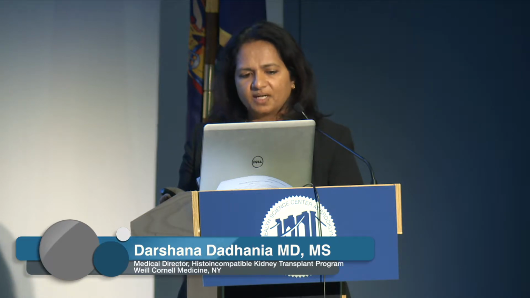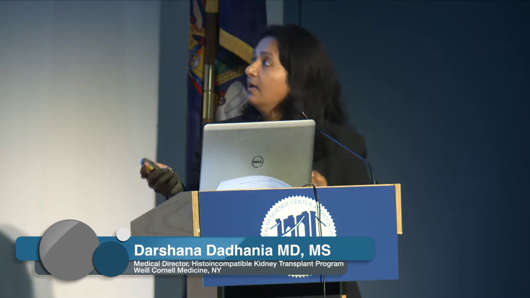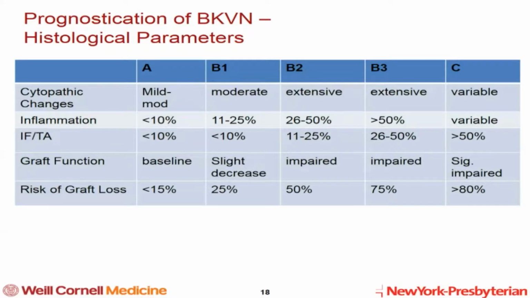So in that cohort, what is it that we can use to see which way we should head? Is it the rejection that's going to hurt that kidney, or is it the nephropathy that's going to hurt the kidney? So we wanted to study prognostic markers, and the first one is the histology that I already told you about. I just put in the graft function and the risk of graft loss associated with the different stages of BKV here, with stage A being less than 15%, B1 being 25%, B2 50%, B3 75%, and with stage C greater than 80% of graft loss.